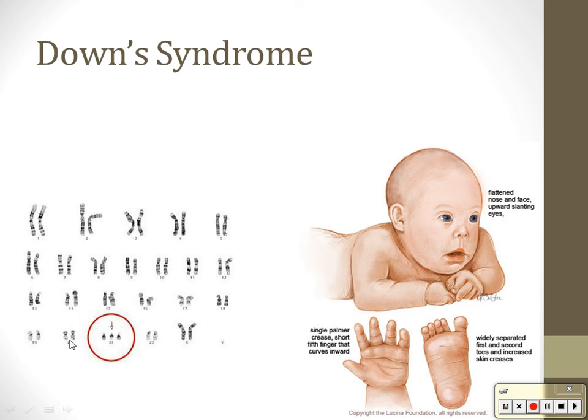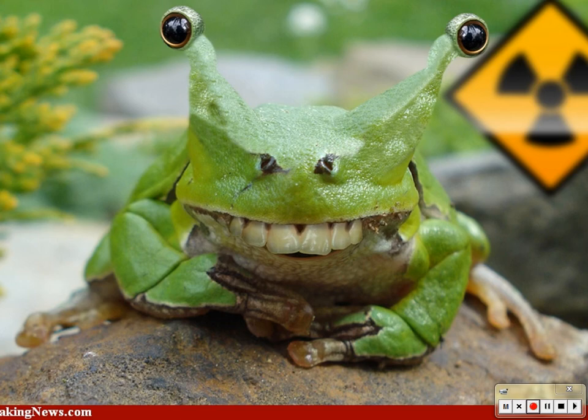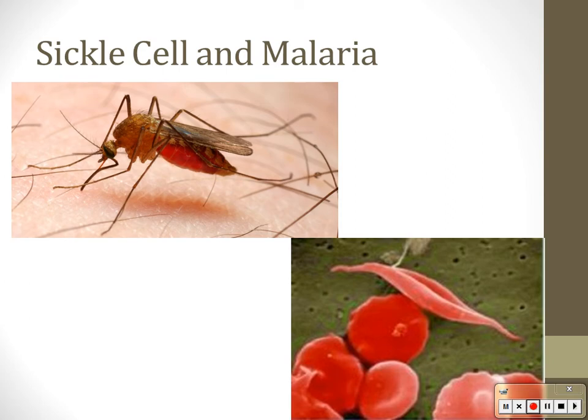Albinism is another mutation, not so much on the chromosomal level, but there you go. And then we have more mutations: sickle cell anemia and malaria. Sickle cell is a disease in which your blood cells change shape, and they struggle to carry oxygen. And you can die from it.